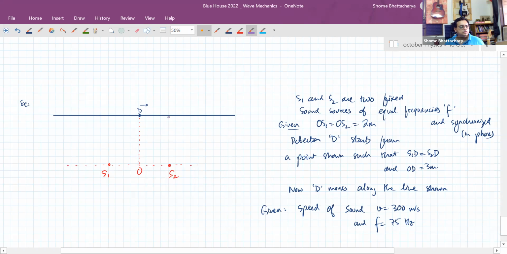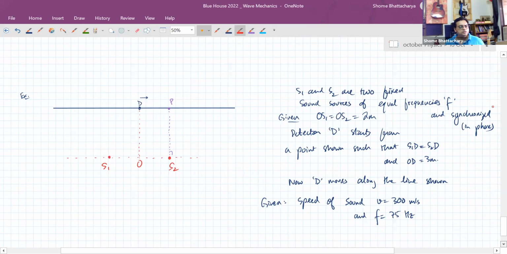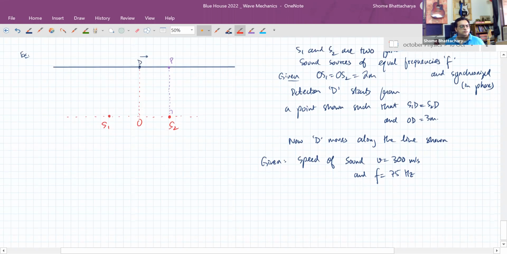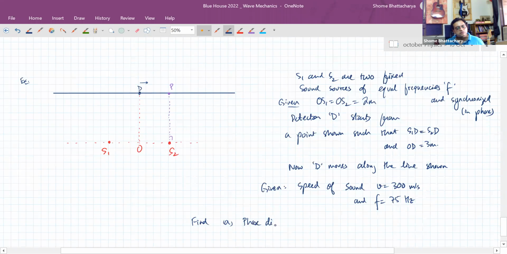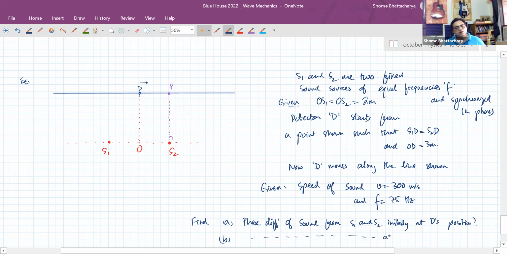Okay. So now, first of all, if this point is P, the point which is perpendicularly opposite S2. So what we have to do here is find the phase difference of sound from S1 and S2 initially at the detector's position. Then once again, the phase difference of sound from S1 and S2 as D reaches the point P.